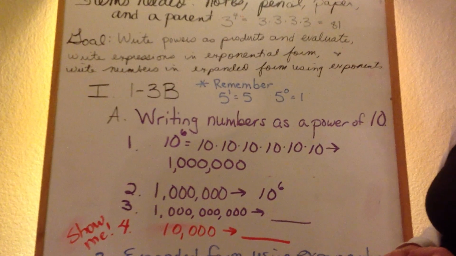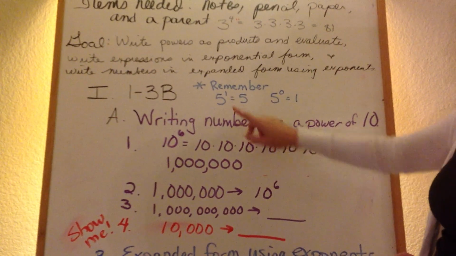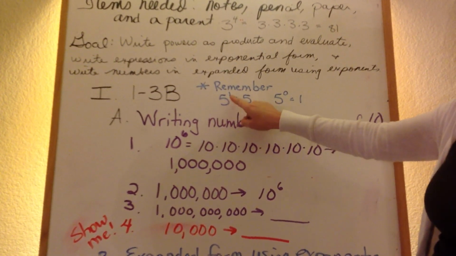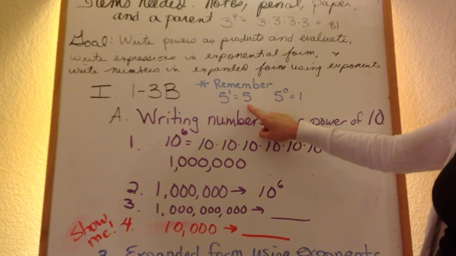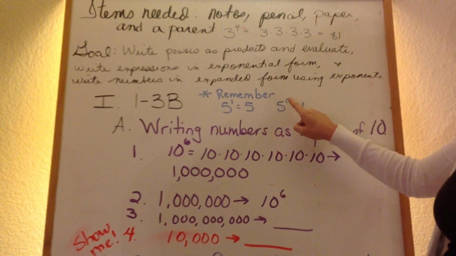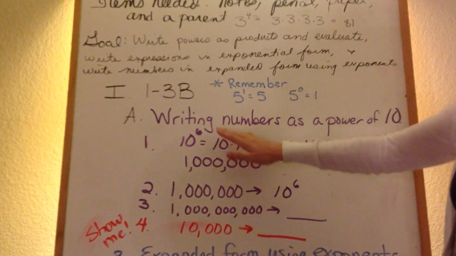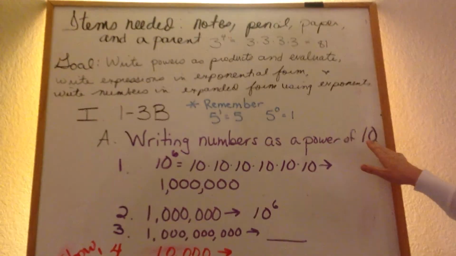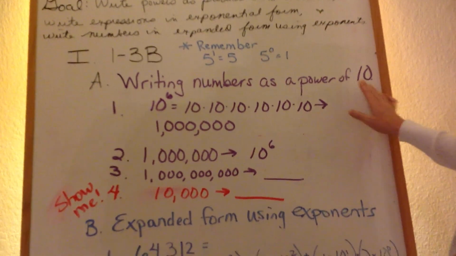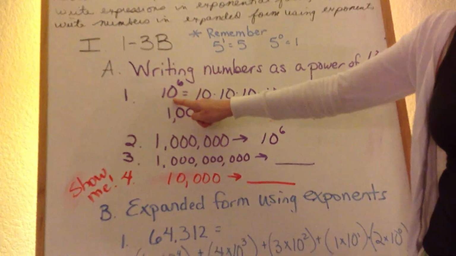But before we begin, we need to remember two things. One is that any number to the first power is just that number again, and any number to the 0 power equals 1. Okay, so let's begin. So right now we're going to be writing numbers as powers of 10. This only works with numbers that are 10 based.